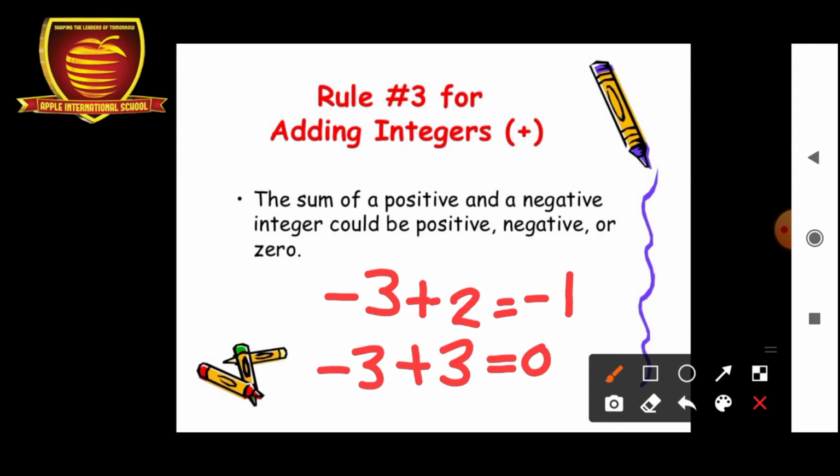Next is -2 plus 3. When we add, the answer is 1. As you see, -2 is a negative integer and 3 is a positive integer. So the answer is 1, which is positive. So the sum of a positive and a negative integer could be positive, negative, or 0.